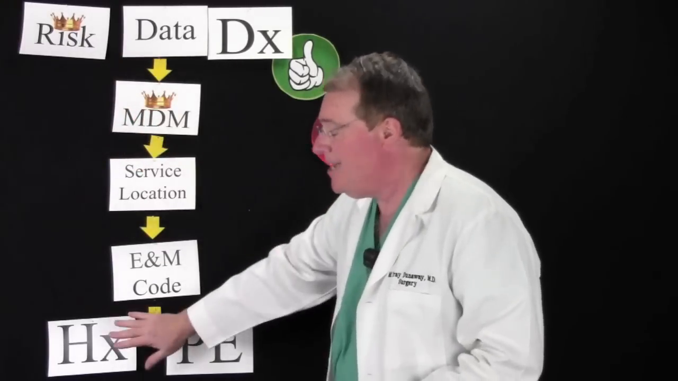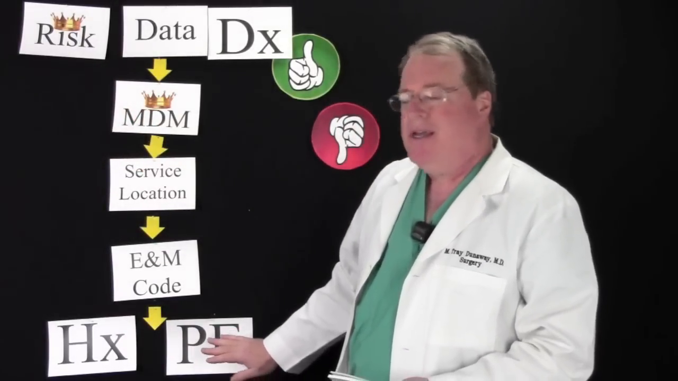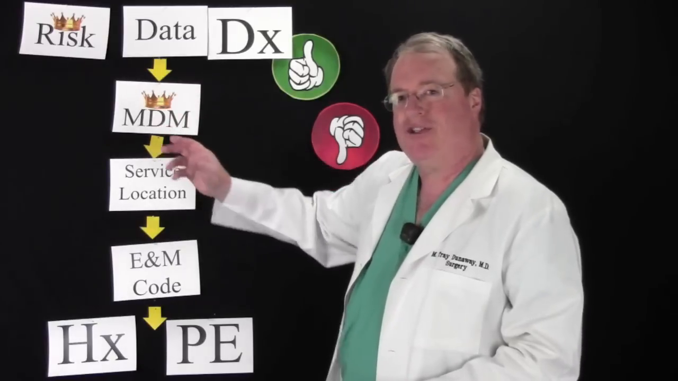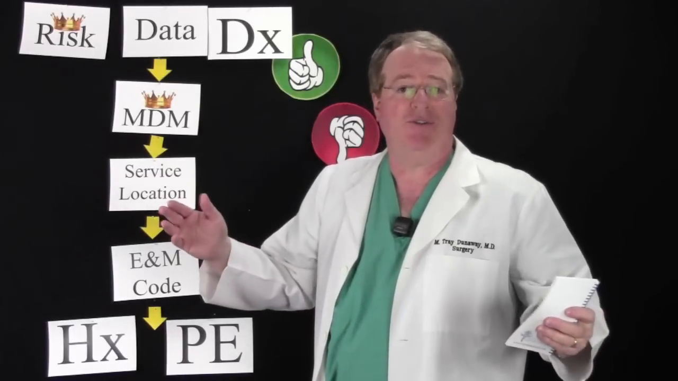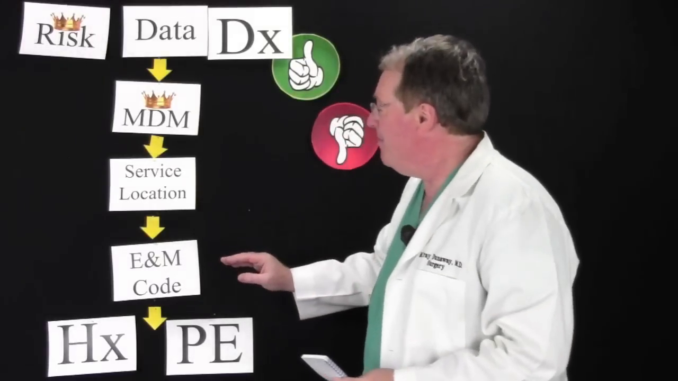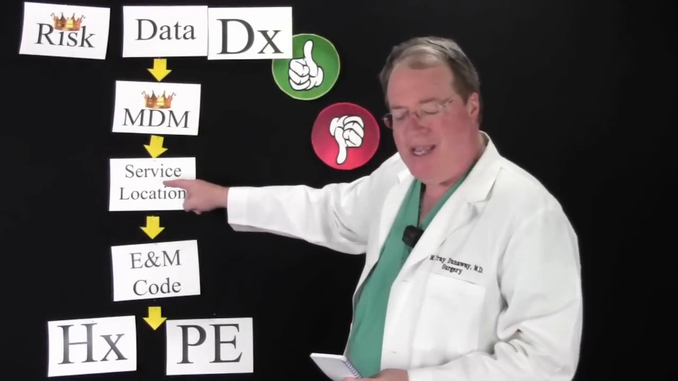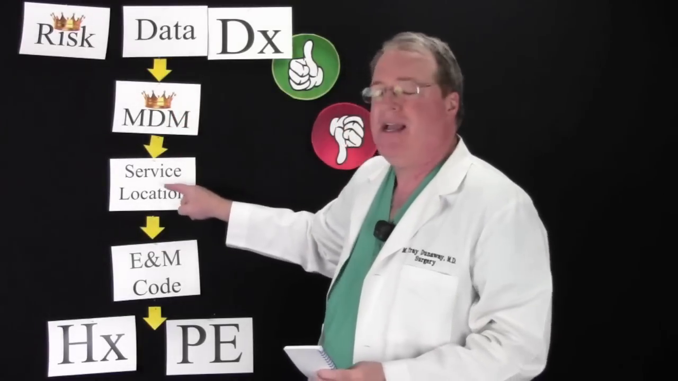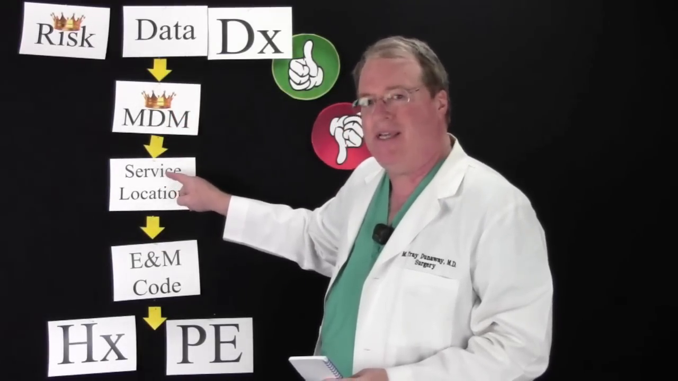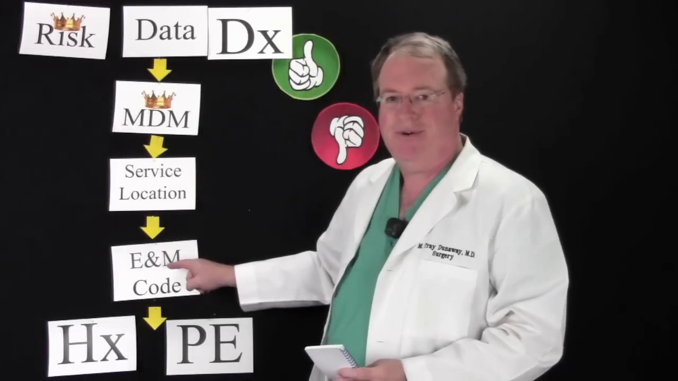medical decision-making, history, and physical, by knowing your medical decision-making, it's already limited your codes basically from 4 to 1 choice. From all the codes down to a quarter of the codes. And the final determinant is knowing where the location is. So once I know risk, data, and diagnosis, which gives me medical decision-making coupled with where I am seeing this patient, that leads me to one code, one single code.